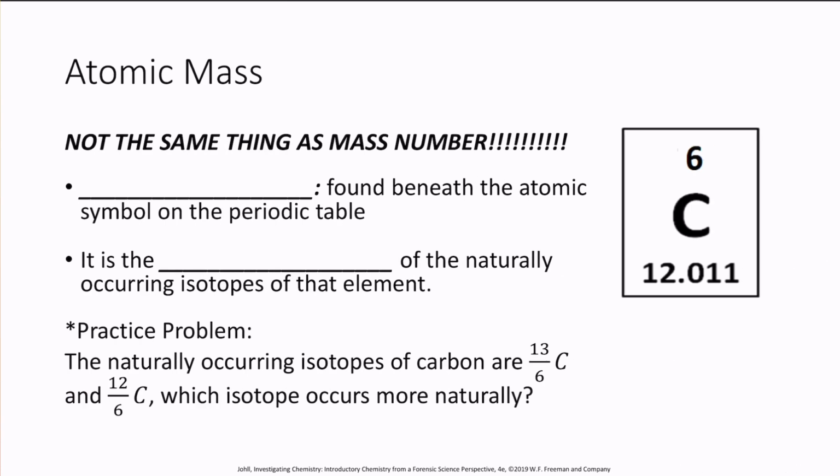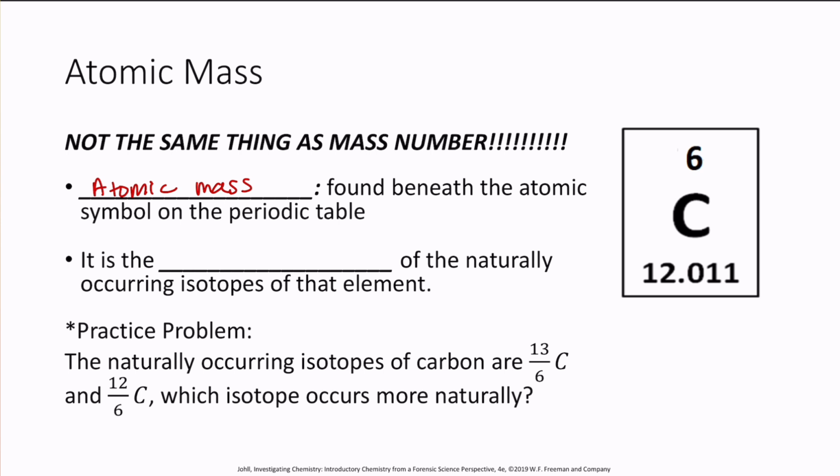Now, the last thing I want to talk about with isotopes is atomic mass. And like we said before, atomic mass is not the same thing as the mass number. The atomic mass is found beneath the atomic symbol on the periodic table. It is generally going to have decimal points. So the atomic mass is found right under carbon on the periodic table, and carbon has an atomic mass of 12.011. Notice that I cannot look at the periodic table to determine how many neutrons there are. I can't look at the periodic table to determine the mass number.